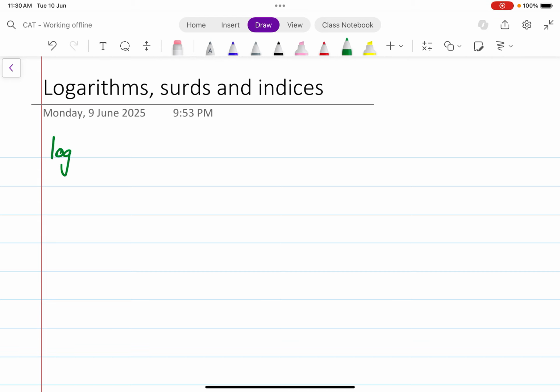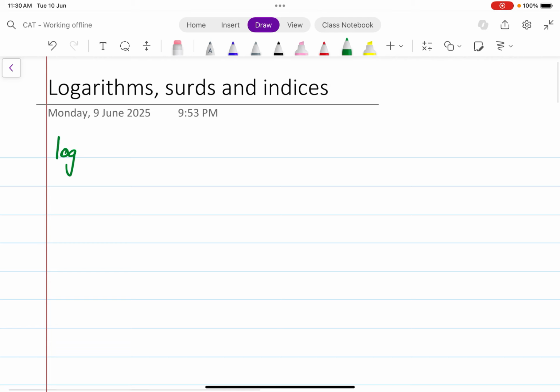So, I think one formula that most of us would be familiar with is logarithm of x to the power y can be written as y into logarithm of x. So the power becomes your product. This one is something that everyone should be familiar with.